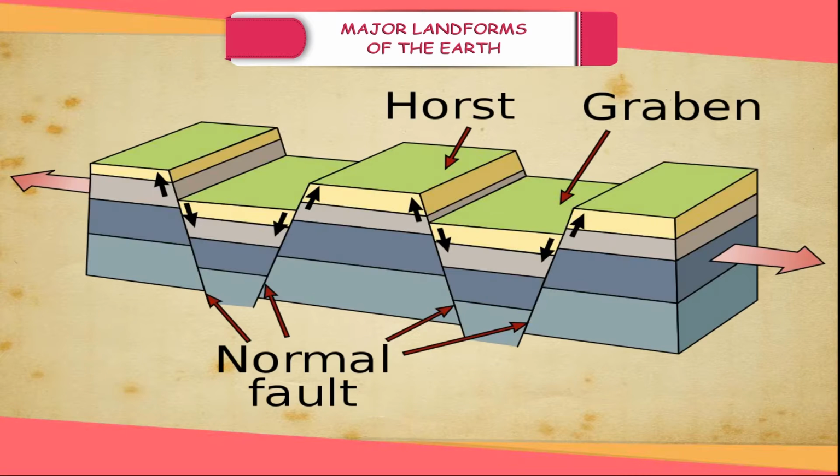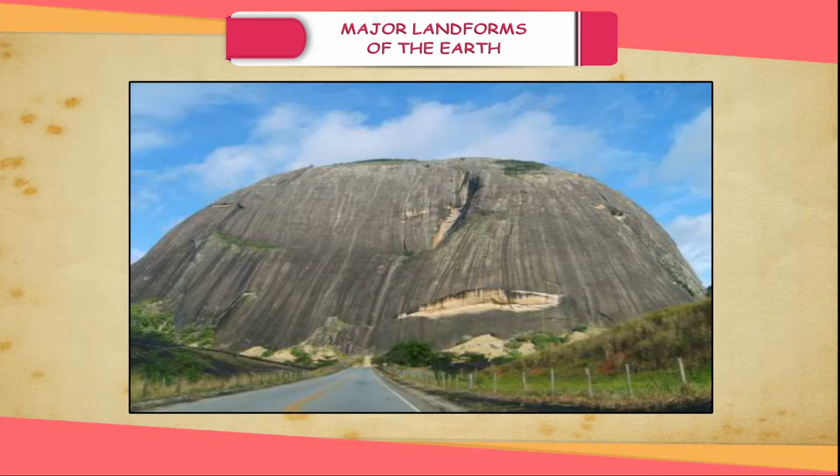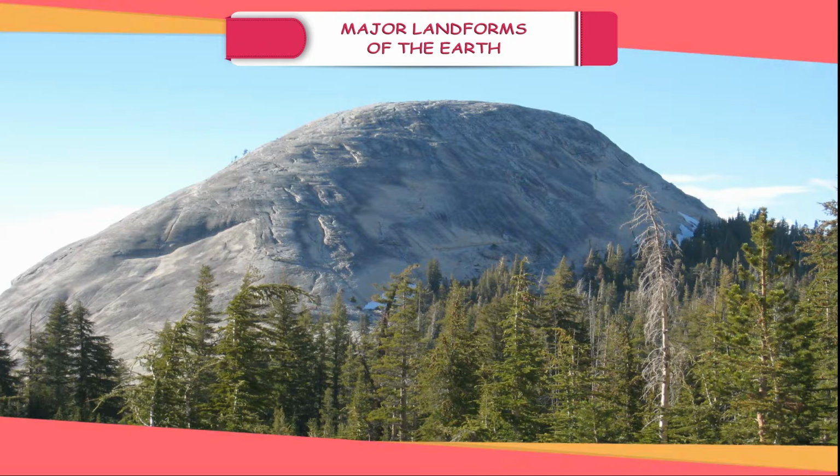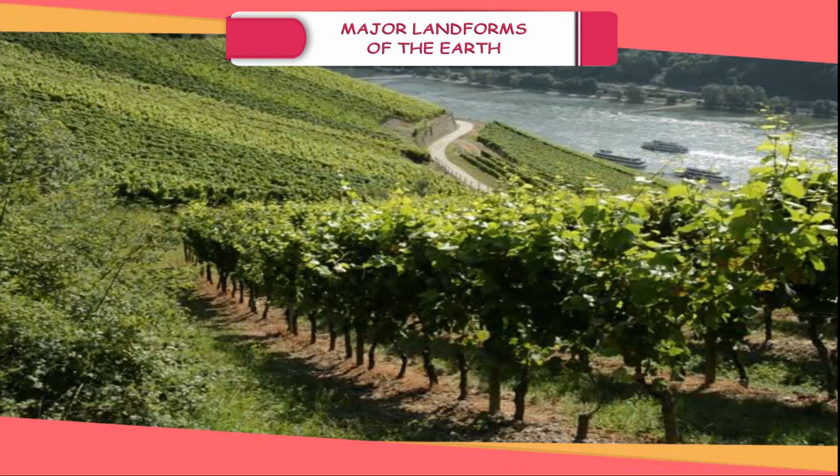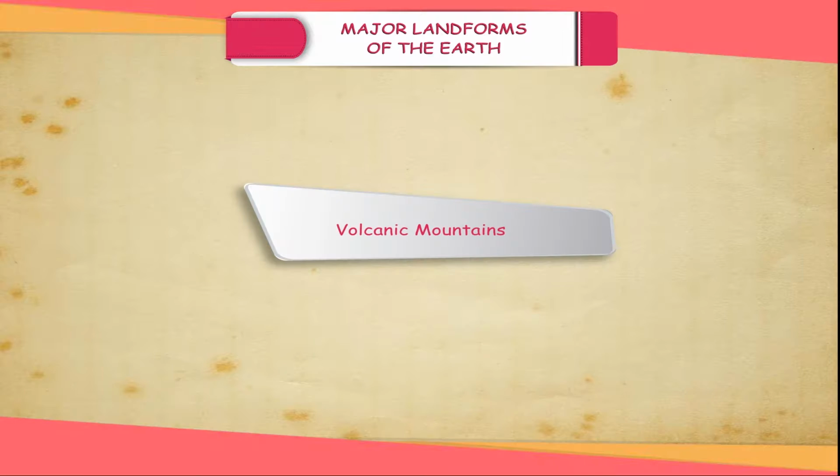Block mountains. Block mountains are created where large areas are widely cracked or broken up by faults and displaced vertically. The uplifted blocks are termed horsts and lowered blocks are termed graben. This form of landscape can be seen in Rhine Valley in Europe.